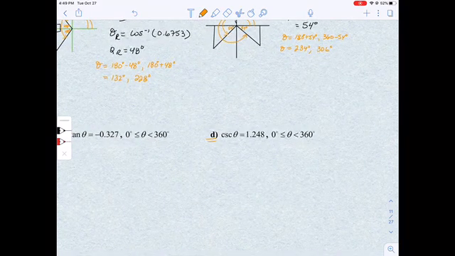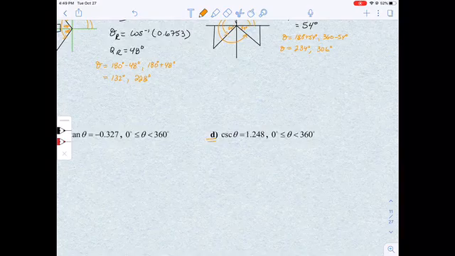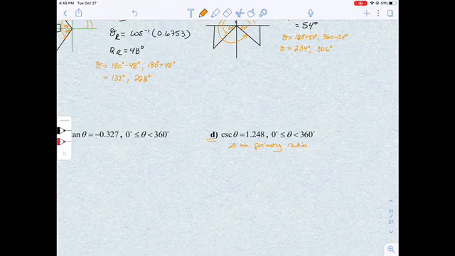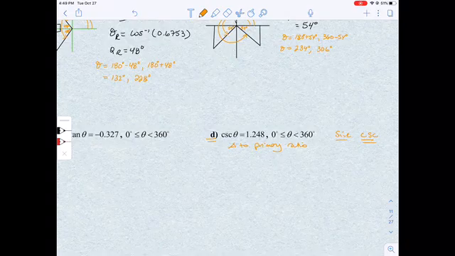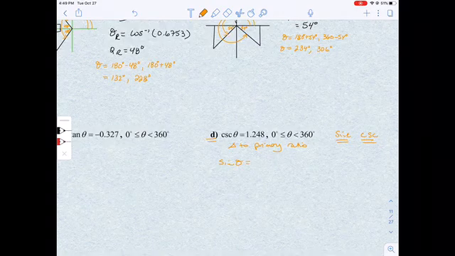So if you look at question D, this is cosecant theta is 1.248. So what you want to do with this one is you want to change this to a primary ratio. Okay, and of course remember there's one co in every pair, so this is sine and cosecant. So cosecant goes with sine. So if cosecant theta is 1.248, then sine of theta will be 1 over 1.248 because it's a reciprocal. And therefore you can just leave this like this.